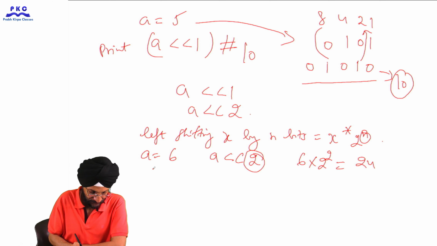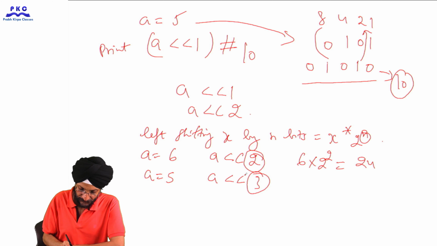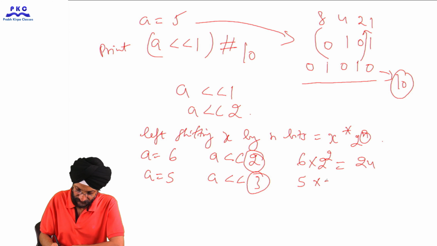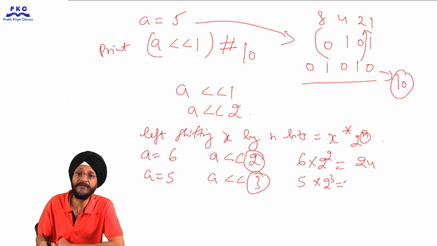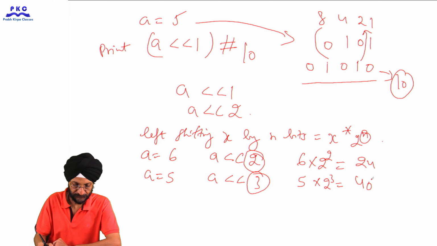If we write, say, a is equal to 5, a left shift 3, what will be the result? What is the value of a? A is here 5. What is the formula? 2 raised to the power n. What is n? n is 3. So what will be the final outcome? 5 into 8. It will be 40.